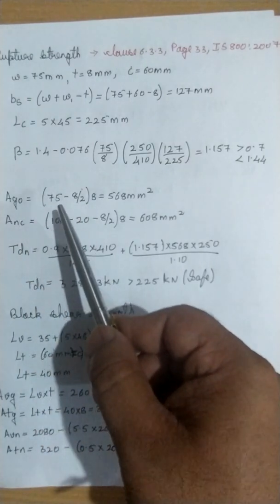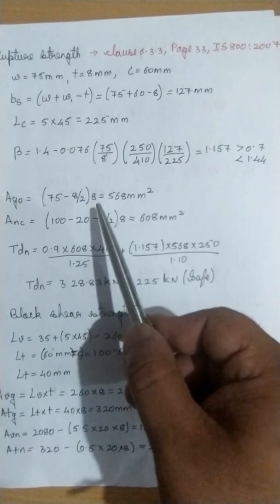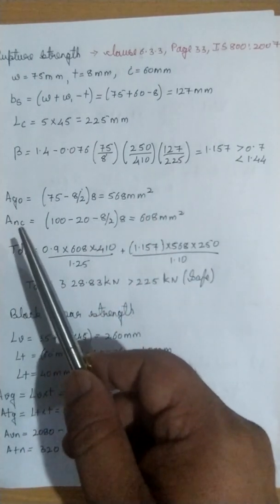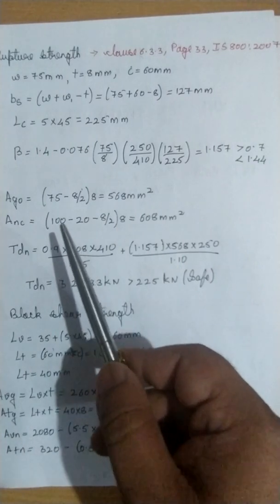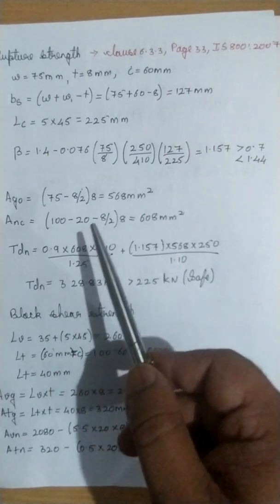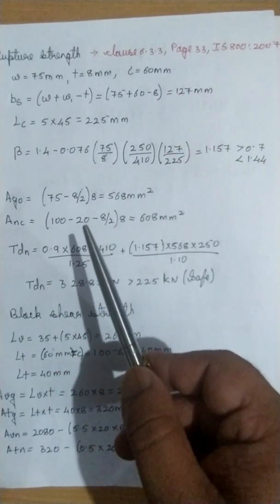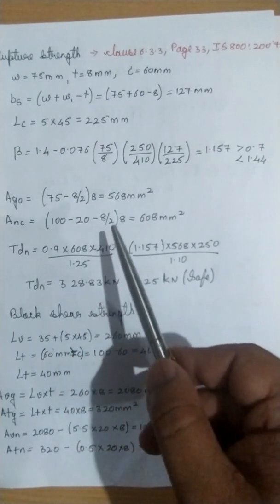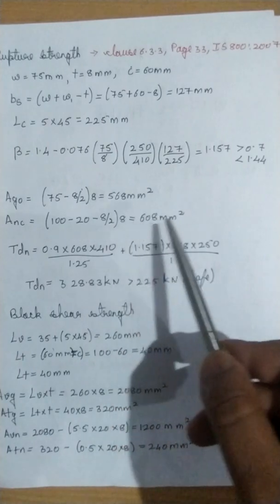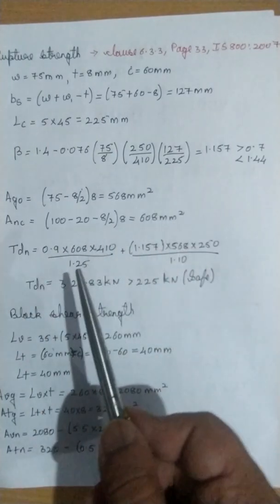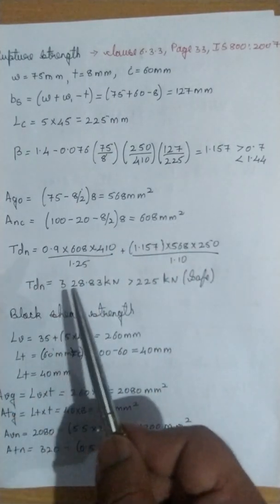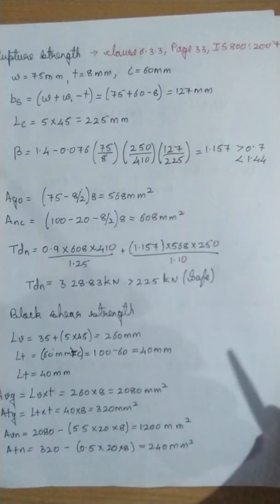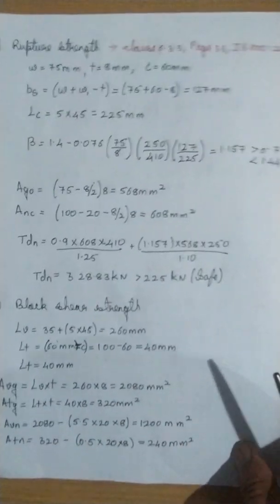So the outstanding leg is (75 minus thickness divided by 2) into thickness, and we get this component. Anc is the net area of the connected leg. The connected leg is 100 mm minus the diameter; there is a single row of bolting, hence only 1, and the diameter of the bolt hole is 20 minus 8 by 2, that is thickness by 2, into t. So we got this. After substituting in this formula, Tdn works out to be 328.83, hence it is more than 225, hence it is safe in the rupture strength due to critical section.